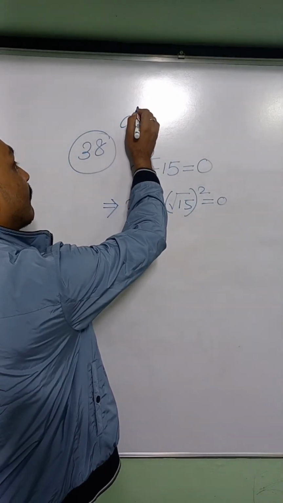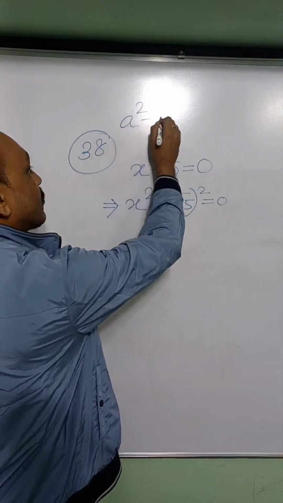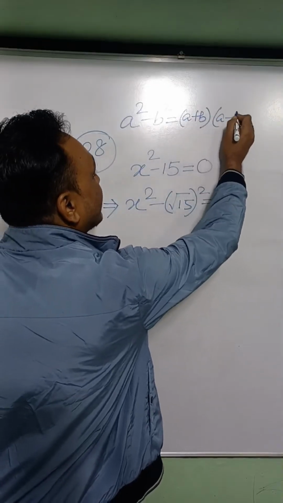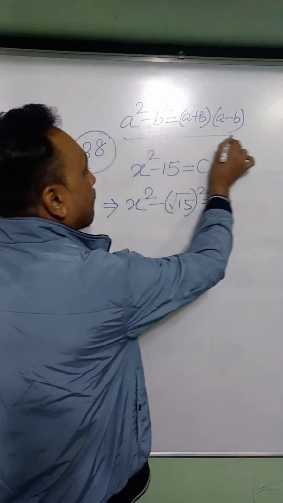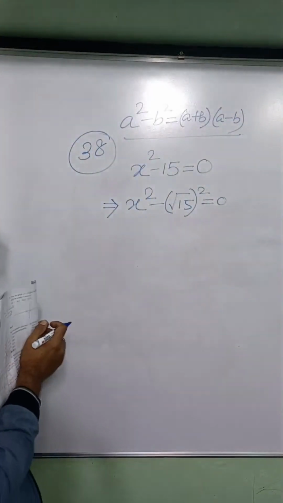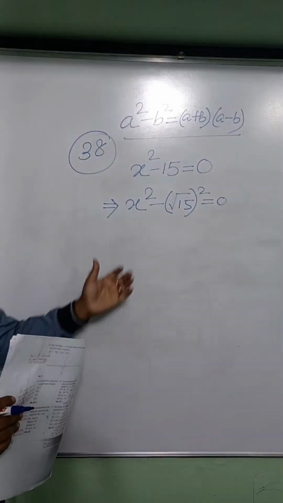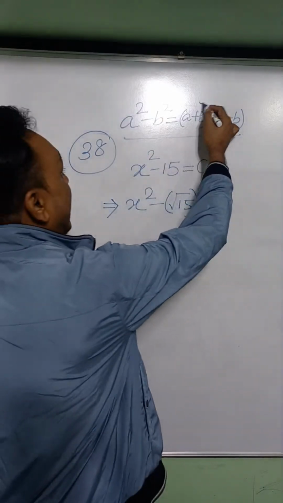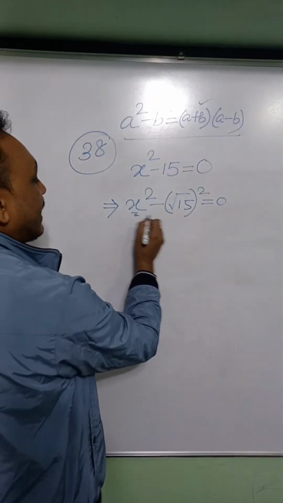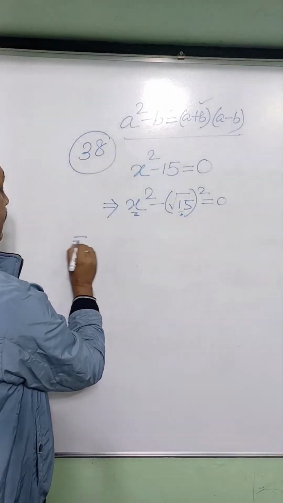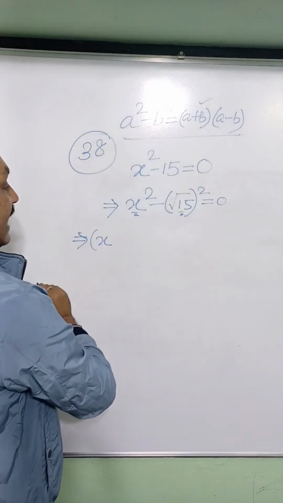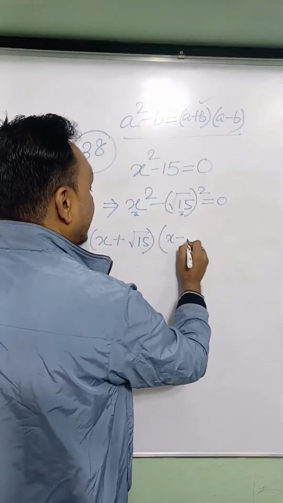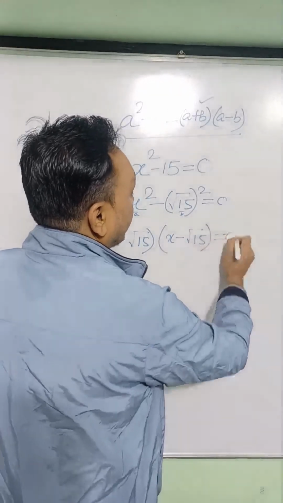I think all of you are familiar with this formula. a square minus b square means what? a plus b, a minus b. Very frequently we are going to use this formula in various problems, so here also we are going to apply it. Here a is x and b is root 15. So a plus b is x plus root 15, then a minus b.